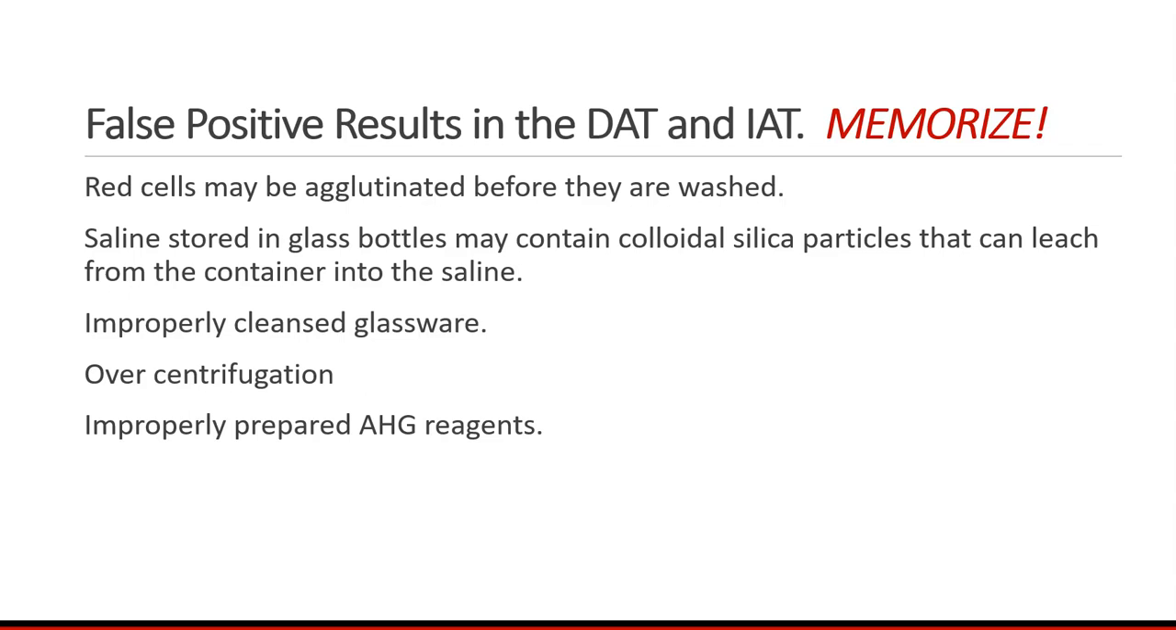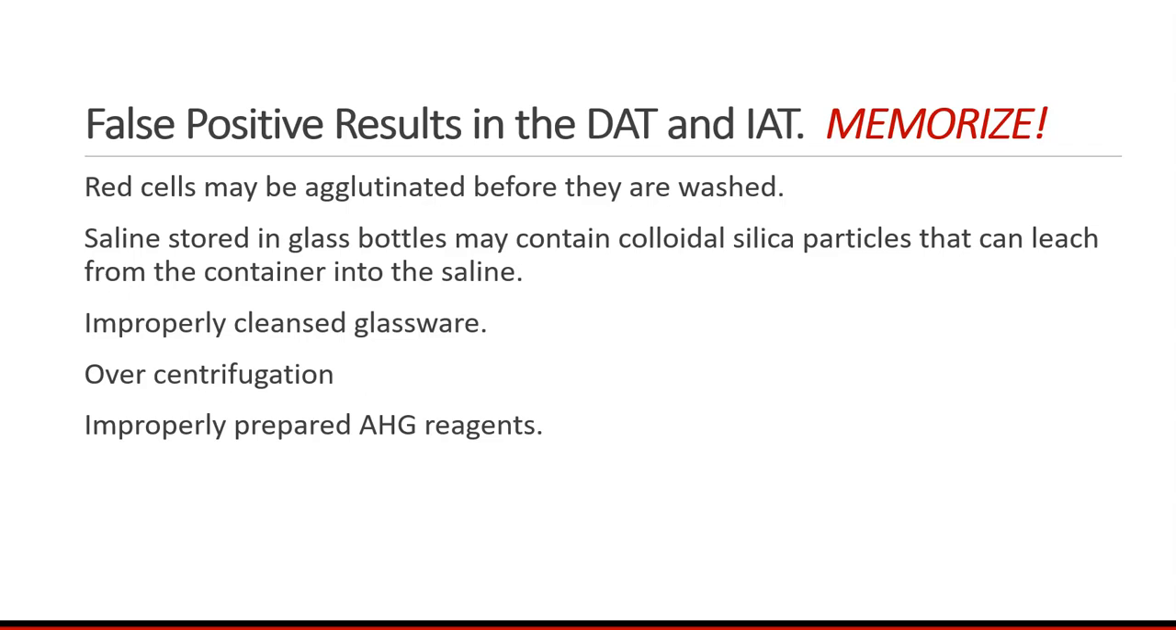But what I've noticed in the IAT is that usually the reaction will get stronger. It's 2 plus at 37, and then it's 3 or 4 plus at Coombs. Saline stored in glass bottles may contain colloidal silica particles that can leach from the container into the saline.